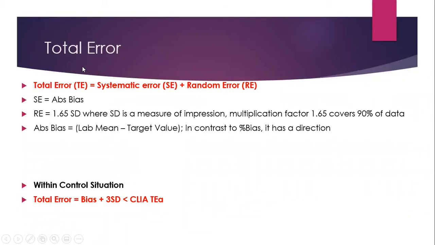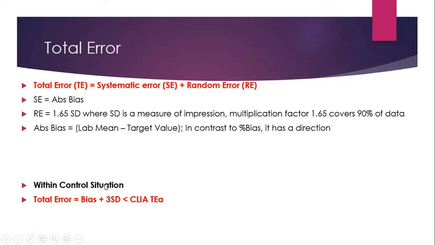Then we need to calculate total error. Total error is equal to systematic error plus random error, where systematic error is the absolute bias and random error is 1.65 multiplied by standard deviation. The multiplication factor 1.65 covers 90% of the data. Absolute bias is given by the difference between the lab mean and the target value. In contrast to percentage bias, absolute bias has a direction.